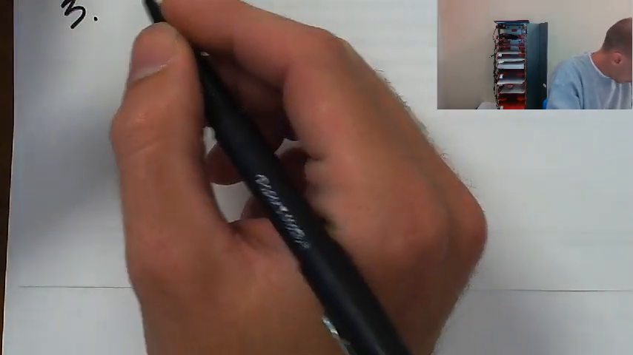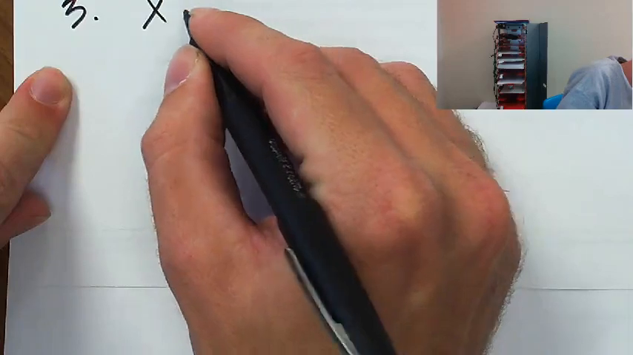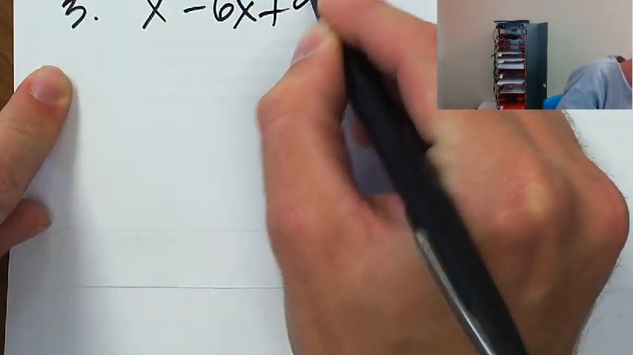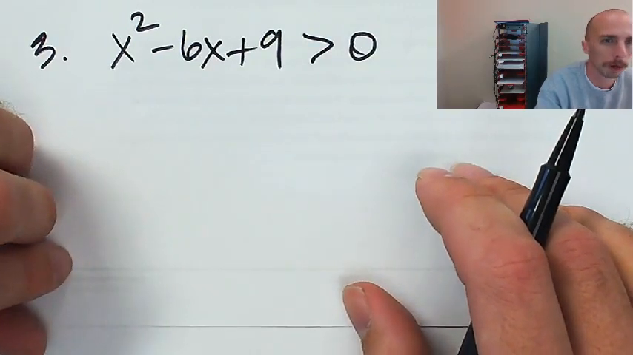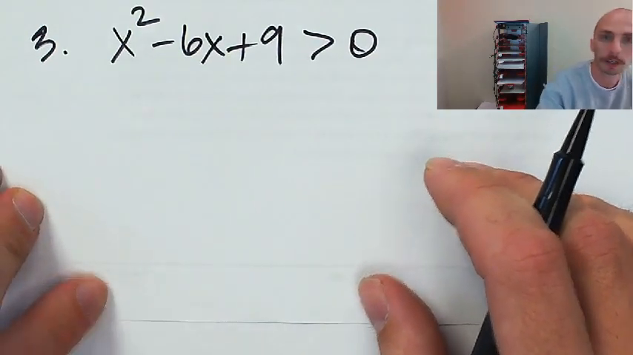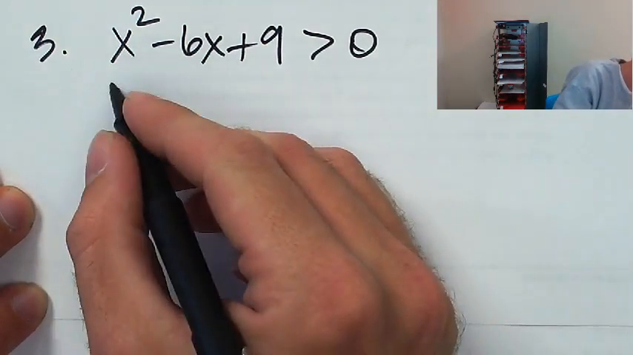Number 3. x squared minus 6x plus 9 is greater than 0. I wish I had reordered these problems. I feel like there are a lot of tricky ones at the beginning. I would like to have gotten you started with some easier ones, but these are the choices we make.